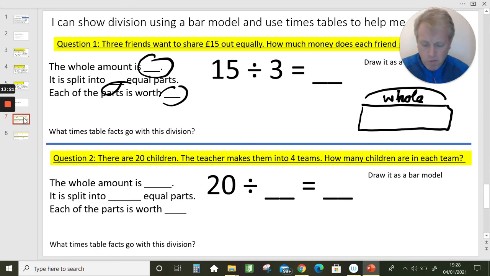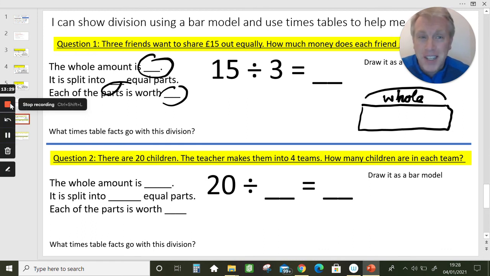It's just a way of remembering what we did before in division, so we can start our next bit of learning on multiplication and division.